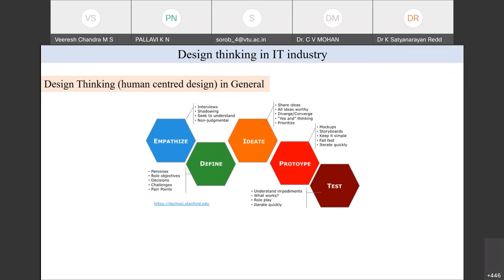So when I say design thinking, as I already told you, it is based on five important components, stages, or processes: empathize, define, ideate, prototype, and test. When I say empathize, we can do interviews, we can do shadowing, we can follow people and see their behavior. We can seek knowledge in order to understand things.